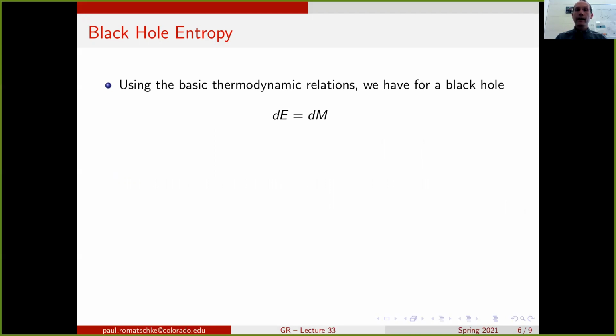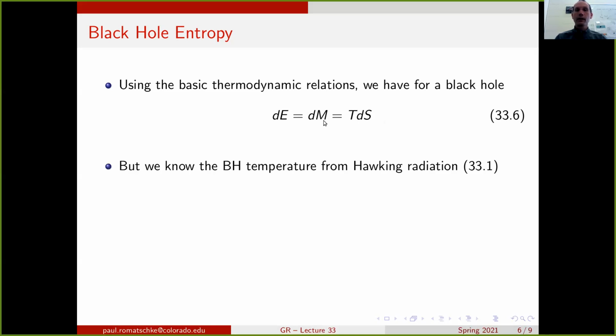For instance, we might aim to calculate the entropy of a black hole. To do so, we take a derivative of the energy, which is then a derivative of the mass, and use the basic thermodynamic relation to relate dE to the entropy. The basic thermodynamic relation tells us that dE has to be equal to TdS. So that means that TdS of a black hole is equal to dm. Now we actually know the temperature of the black hole in terms of its mass. This is just the Hawking temperature given in equation 33.1 of the present lecture.